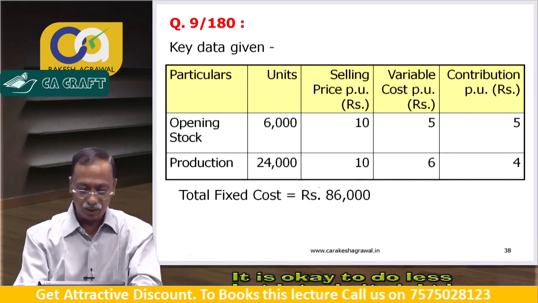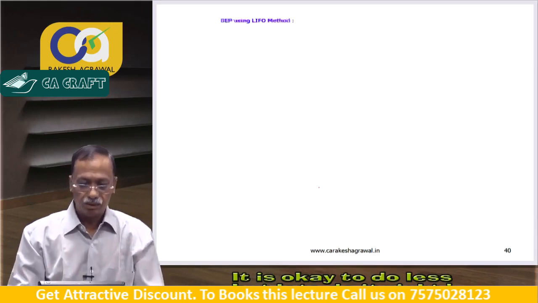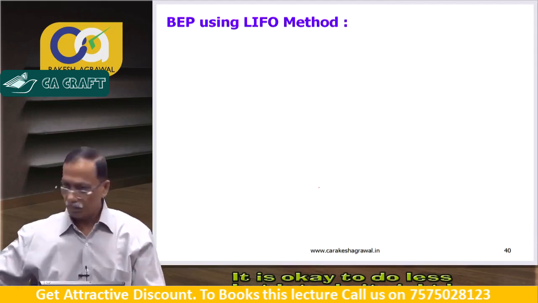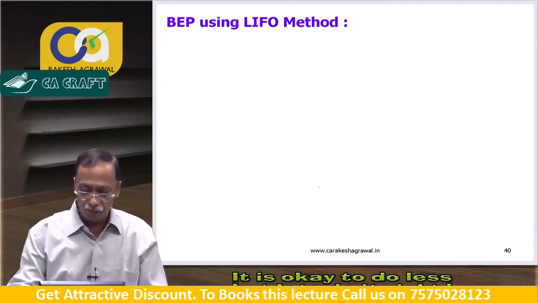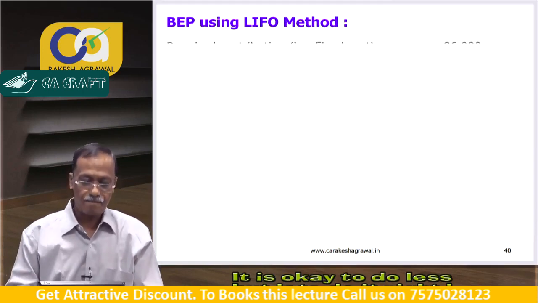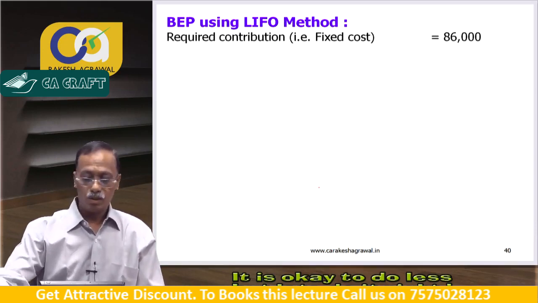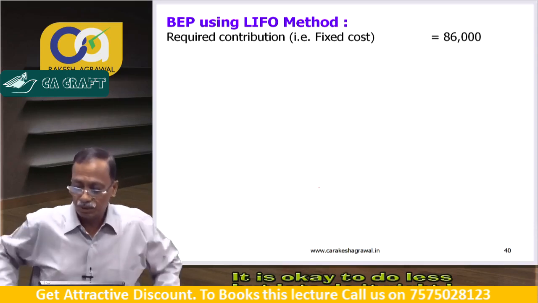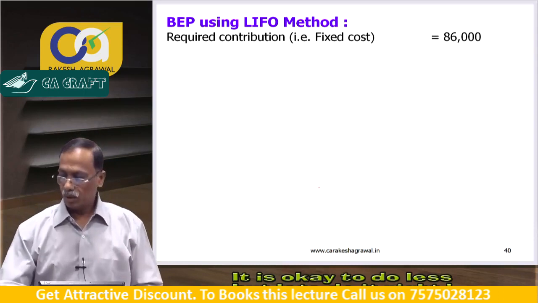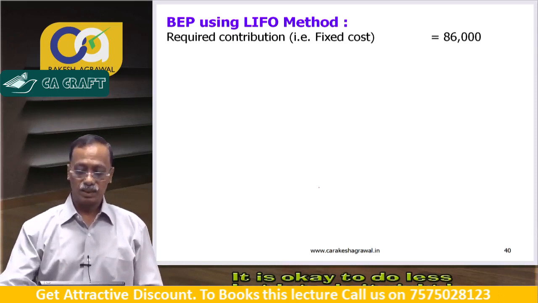So let's write down the remaining answer. First we'll write LIFO answer. So write down BEP using LIFO method. Write down required contribution, that is fixed cost. Required contribution, that is fixed cost, is 86,000.